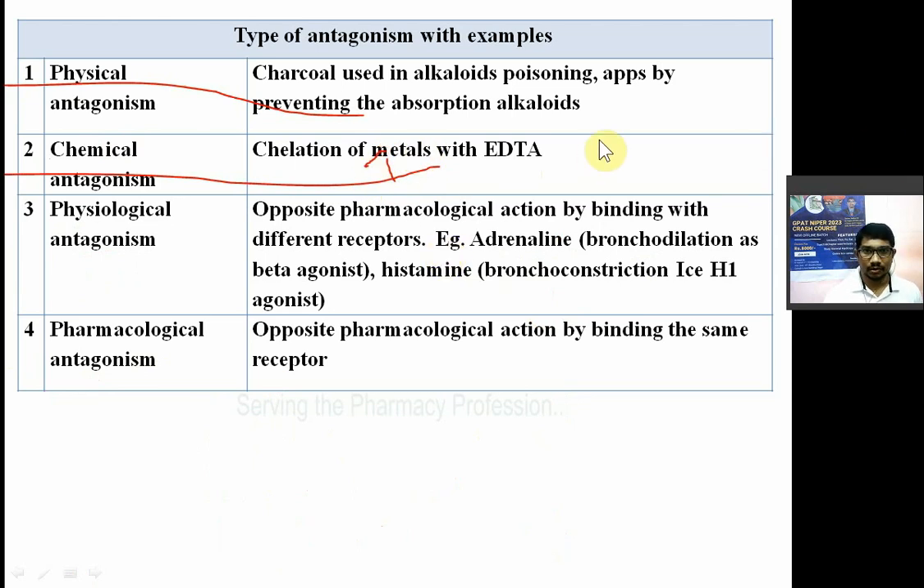फॉर एग्जांपल डेस्पिरोक्सामाइन. ओके, डेस्पिरोक्सामाइन ये आप स्पेलिंग नहीं लिख रहा मैं. डेस्पिरोक्सामाइन इज अ एंटीडोट यूज्ड इन द आयरन पॉइजनिंग. जो आयरन होता है, आयरन की पॉइजनिंग में डेस्पिरोक्सामाइन. So it is a chemical antagonist to the iron. It will bind to the iron, will chelate it, and that is a chemical antagonism.